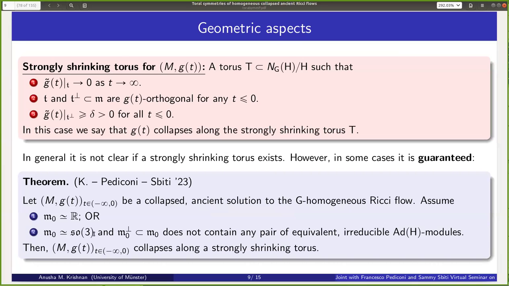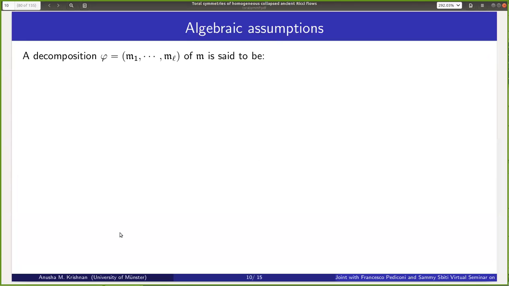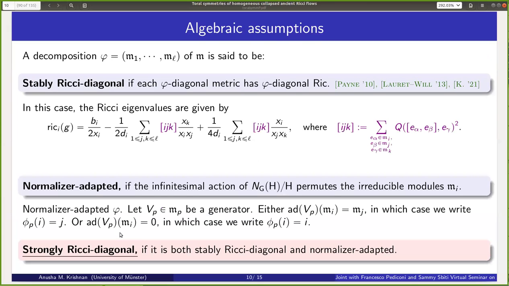If I assume that all the modules in M0 perp are inequivalent, are most or all of your assumptions satisfied under that strong assumption? Sorry, can you say that again, please? Assume all the modules in M0 perp are inequivalent. Yes, as modules. Then you can drop some of these assumptions, right? Which assumptions? I forget what they were. Some of these assumptions, you mean? So that is Ricci diagonal automatically. Yes, it is. Is it normalized adapted also automatically? That's also true. It's also normalized adapted. It's inequivalent. Yes, that's right.